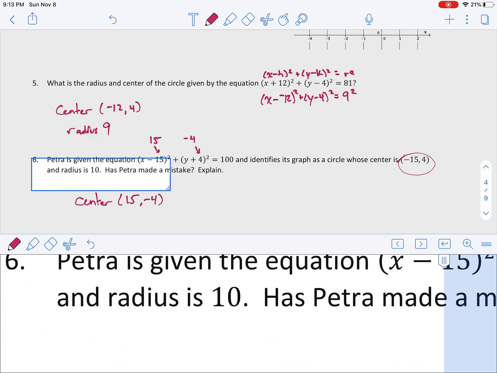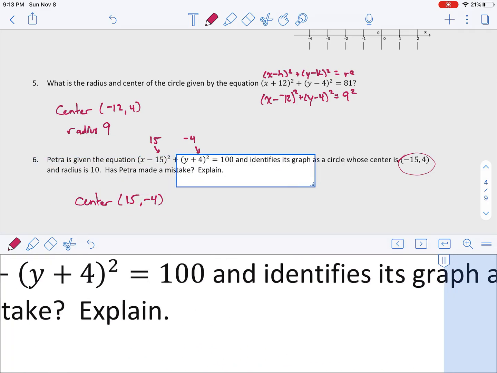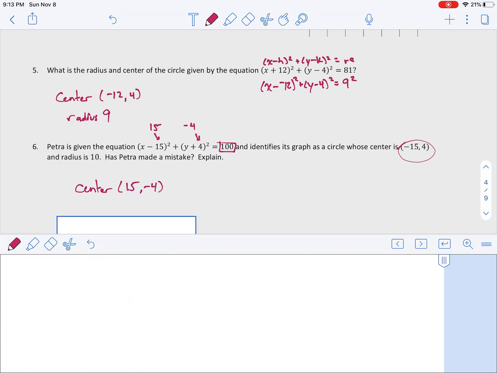Though Petra did find the radius right, the radius is the square root of whatever number we have at the end. The square root of 100 is 10. So Petra did find the radius. The radius is 10.